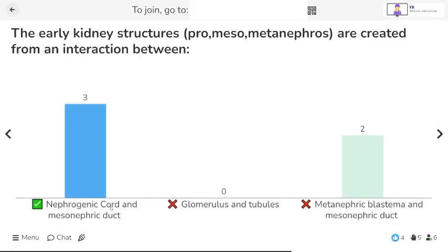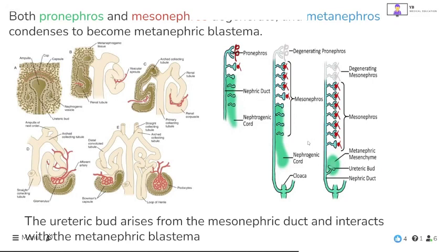So let's go back. The nephrogenic cord gives rise to the metanephric blastema, and the mesonephric duct gives rise to the ureteric bud. And these two fuse together eventually, right? So the metanephric blastema is a little more developed than the mesonephric duct, okay? So the metanephric blastema does not fuse with the mesonephric duct. It fuses with something that comes out of the mesonephric duct, which is the ureteric bud, okay? All right, so again, the pronephros and mesonephros degenerate, and then the metanephros eventually condenses to become the metanephric blastema.